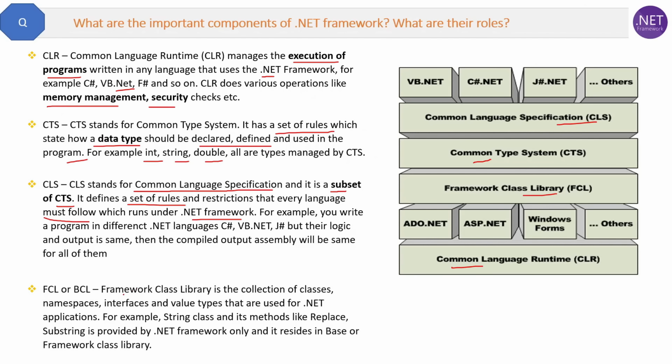Now, what are Framework Class Libraries? It is the collection of classes, namespaces, interfaces, and value types that are used for .NET applications. For example, .NET Framework provides you a string class, and by using that string class, it provides methods like replace and substring. These are all provided by .NET Framework only.